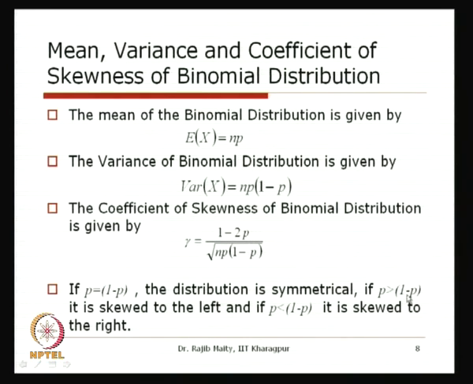If this p is greater than 1 minus p, then it will be skewed to the left, and we know that skewed to the left means positively skewed. And if this p is less than 1 minus p, then it is skewed to the right, which means negatively skewed. So depending on the probability of success, the coefficient of skewness of this binomial distribution changes from positively skewed to symmetric to negatively skewed.